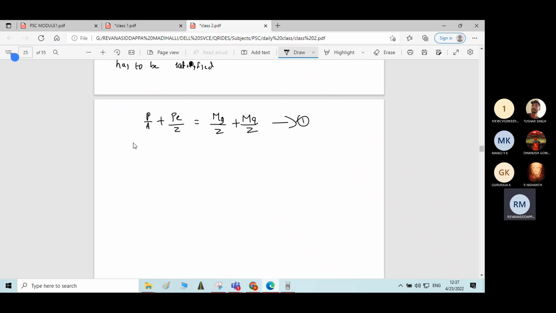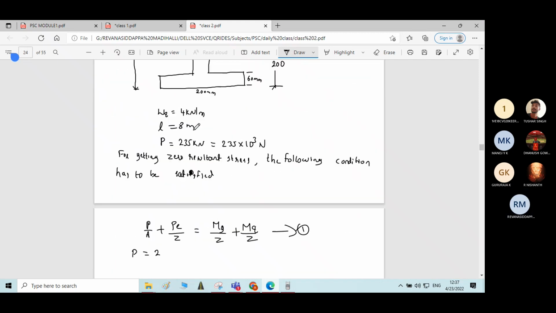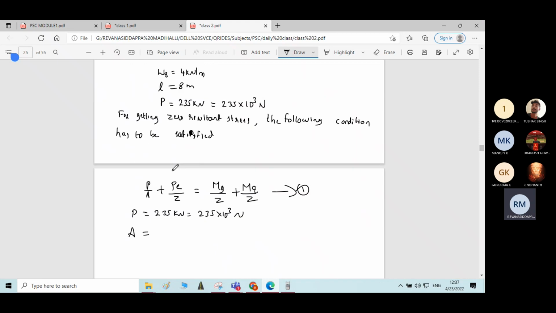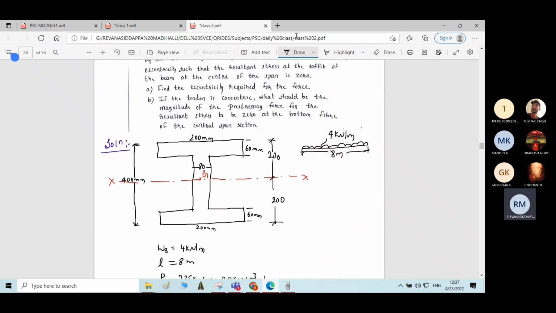P is given in the problem only. How much it is given? 235 kilonewton. 235 into 10 power 3 Newton. Area of cross section you can calculate. Correct? Area of cross section you can calculate.